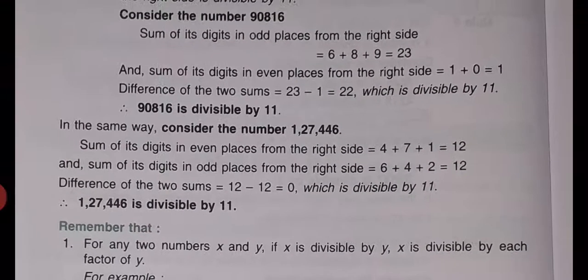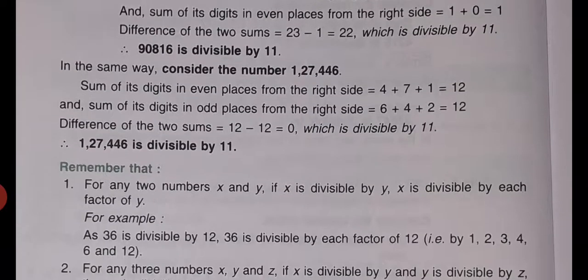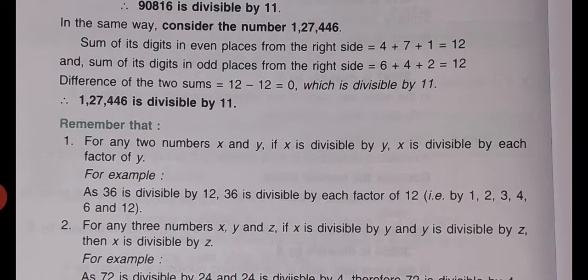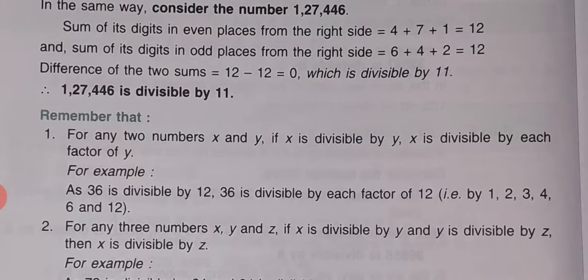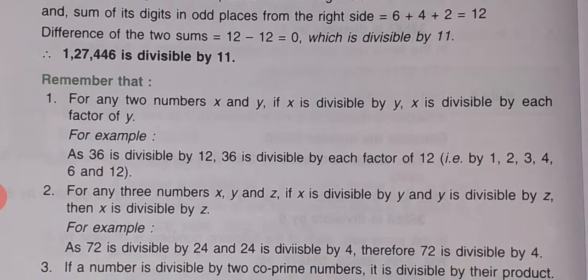So these are the rules. Now you have to remember a few things. First rule says, if any two numbers x and y, and if x is divisible by y, then x is divisible by each of the factors of y. Let us take a number 36. 36 is divisible by 12. That means 36 is divisible by each factor of 12. Factors of 12 are 1, 2, 3, 4, 6 and 12. So 36 is divisible by 1, 2, 3, 4, 6 and 12 also.